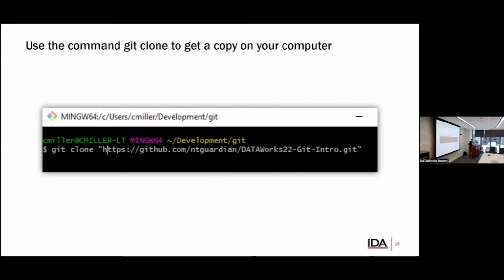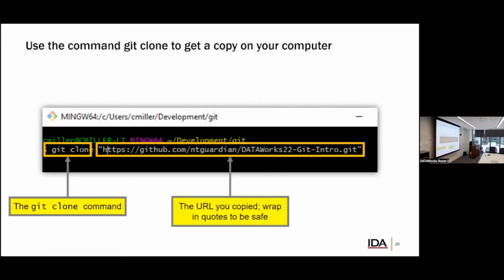So in that Git folder, I think I have my, oh no, I don't. Okay, so in that folder Git, I run this command git clone, which is going to clone it to my computer. You're going to do this once when you get this project. And then you put in quotes, you're going to paste in the URL.